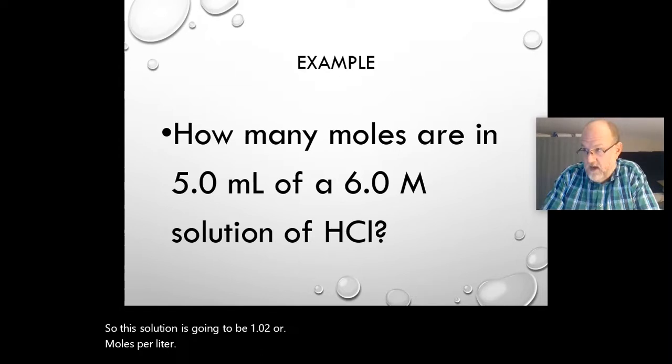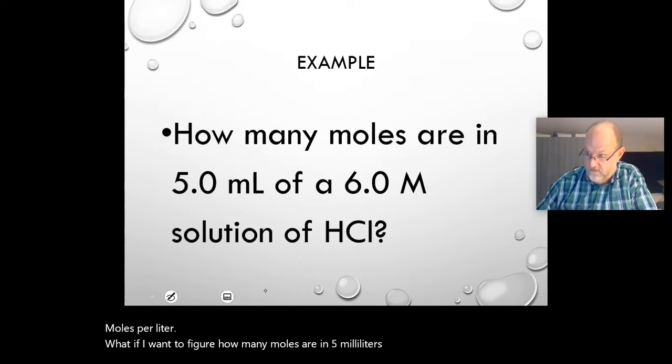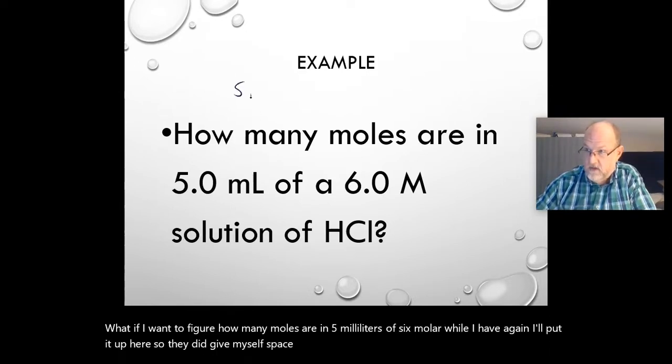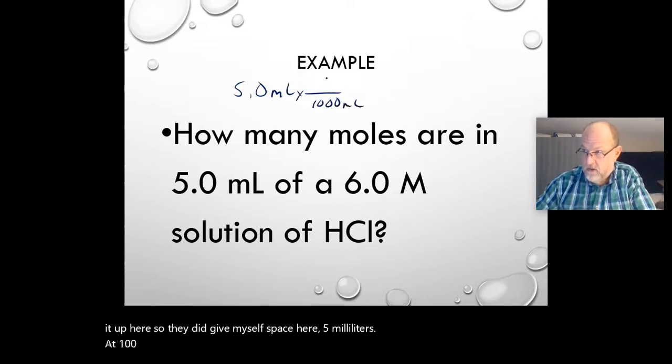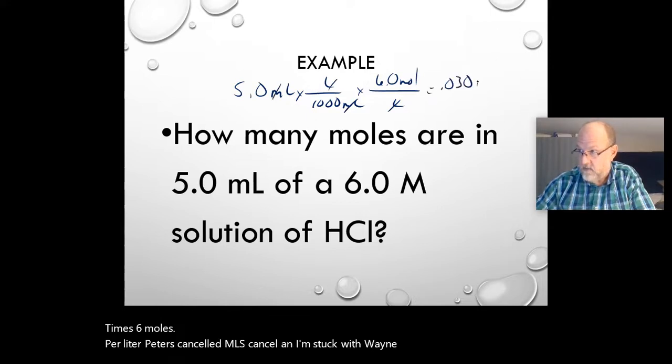What if I wanted to figure out how many moles are in 5 milliliters of 6 molar HCl? Well, I have, again, I'll put it up here so that I give myself space: 5 milliliters at 1,000 milliliters per liter times 6 moles per liter. Liters cancel, milliliters cancel, and I'm left with 0.030 moles of HCl.